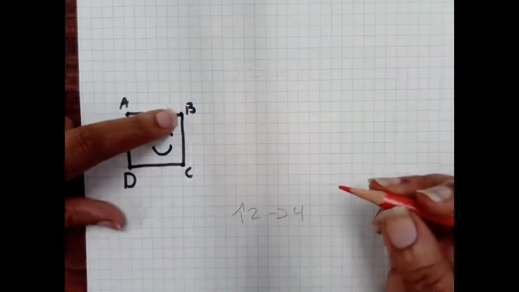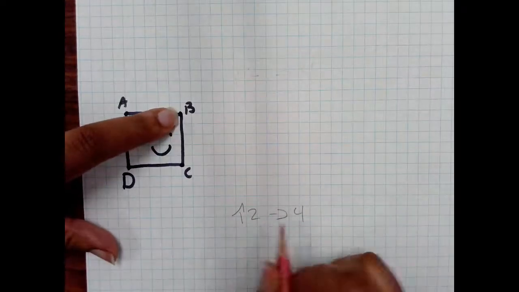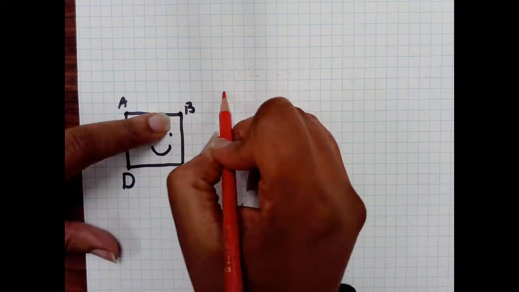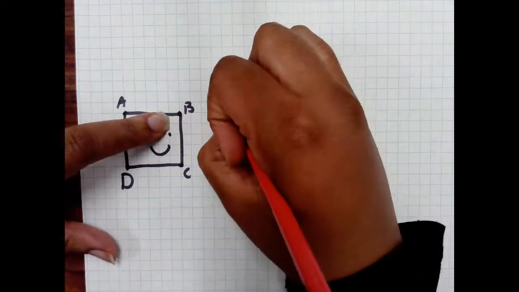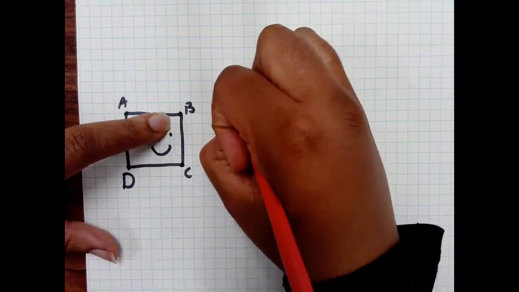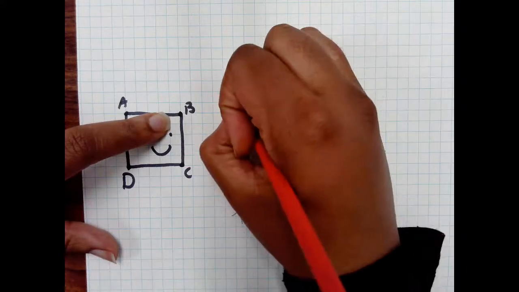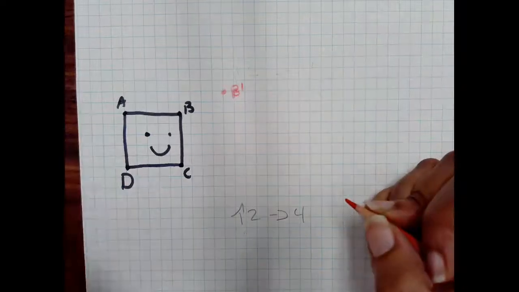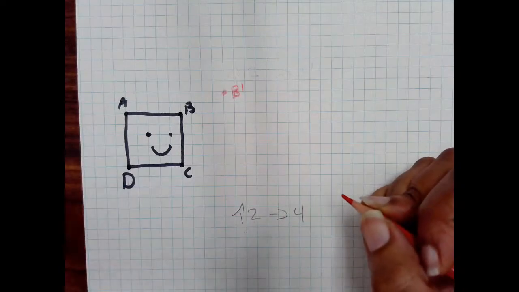So starting from point B, I'm going to go up 2 and to the right 4. 1, 2, 1, 2, 3, 4. B prime. You don't always have to do all those marks I did in the first question. I just did that to make sure that you saw what I was describing to you.